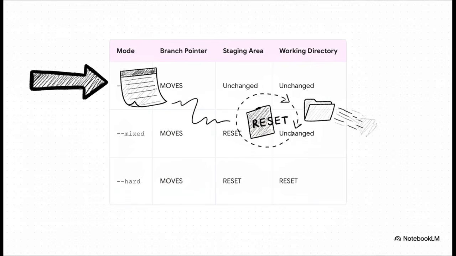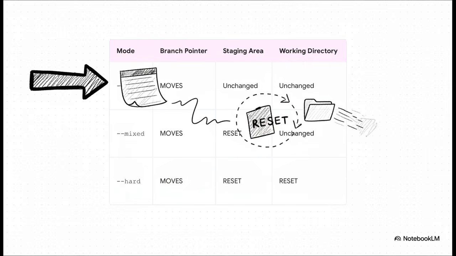Its main job is to move the branch pointer, that sticky note, to a different commit, but it has three modes. A soft reset just moves the pointer. That's it. A mixed reset, which is the default, moves the pointer and it empties out your staging area. And then there's hard. A hard reset moves the pointer, empties the staging area, and overwrites the files in your working directory. This is the one you have to be careful with because it can wipe out work you haven't committed yet.